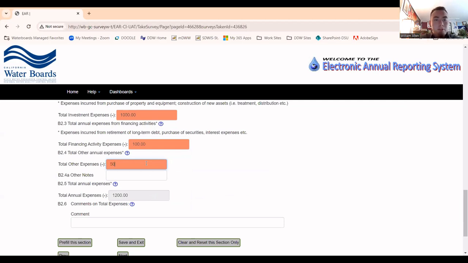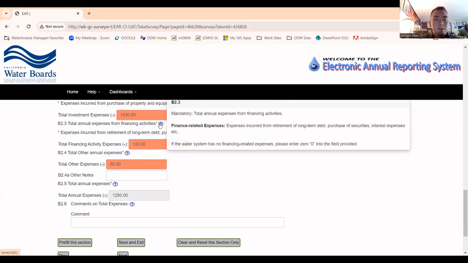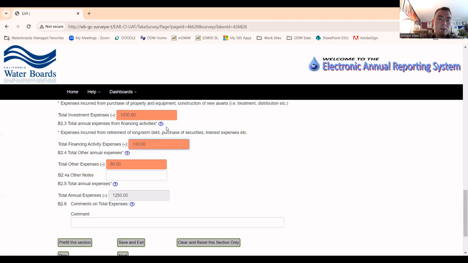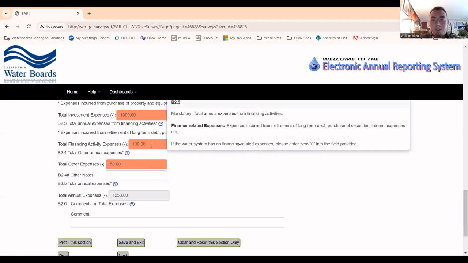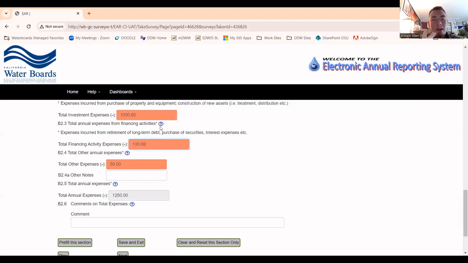If you're not super familiar with what's going on, you can always look at those little question marks next to them. We'll go to this one, and it should provide you a quick explanation as to what this is. Like if I wasn't too sure what finance-related expenses are, it could give me a quick snippet here. It looks like it was just retirement of long-term debt, purchase of securities, interest expenses. And it gives you an example. If you do not have anything related to that, you could always provide a zero amount. And if you're still not sure, feel free to reach out and we can troubleshoot it together.